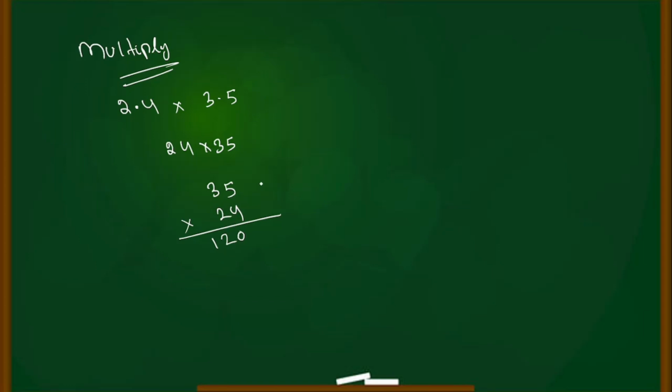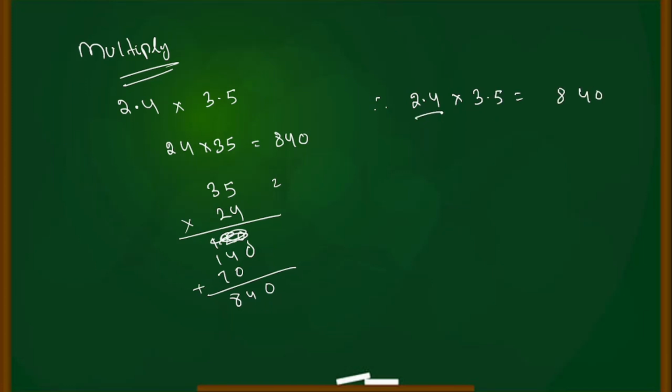Sorry, 4 5 20, carry 2, 4 3 12, 14, then 70. Then 0, 4, 8. That is 840. So simply you can write 840. But now again write 2.4 into 3.5 is equal to, simply write 840.